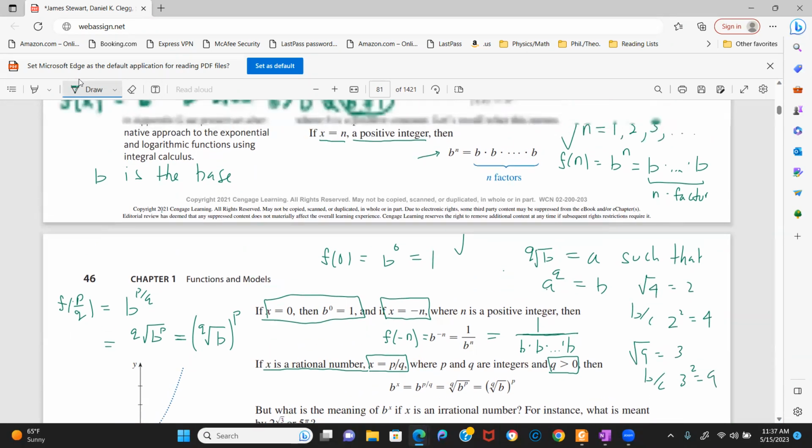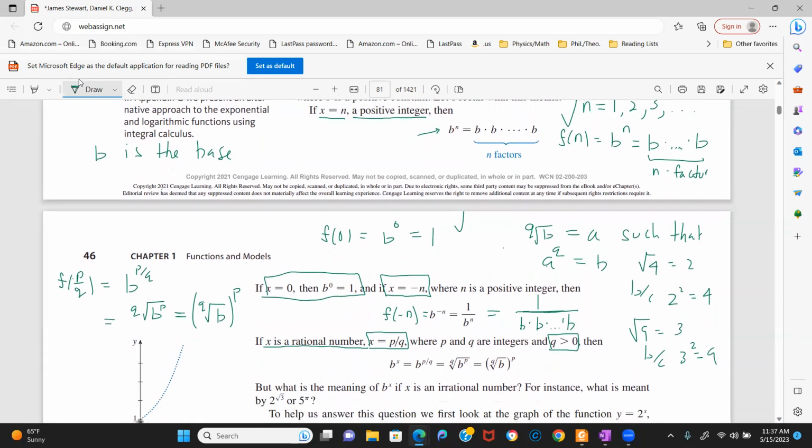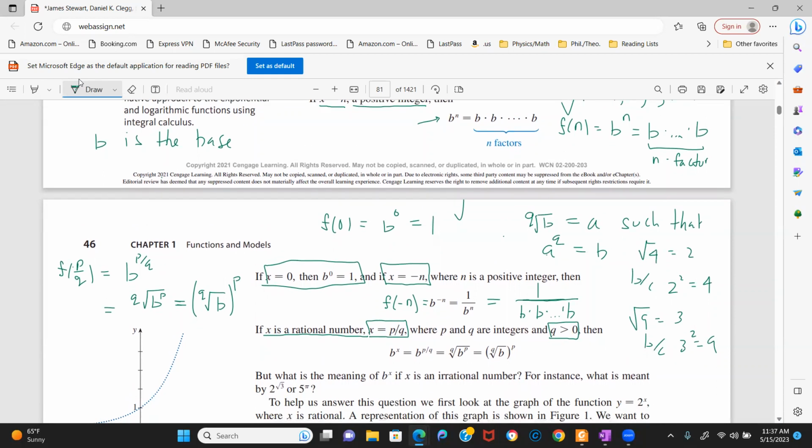So again, there's no problem. We can evaluate exponential functions even at rational numbers. But here's the problem. What about if our x is irrational? How do we deal with that? So for example, how do we deal with 2 raised to the square root of 3 or 5 raised to the pi? So square root of 3, pi, these are irrational numbers.